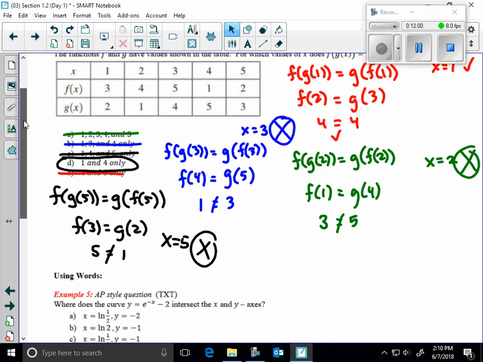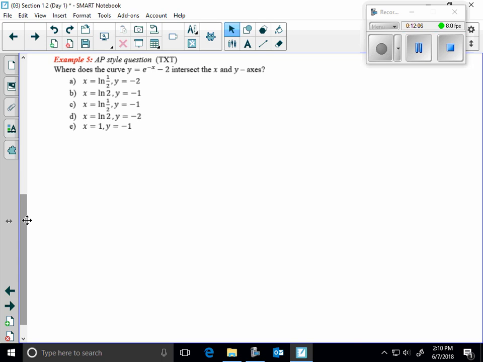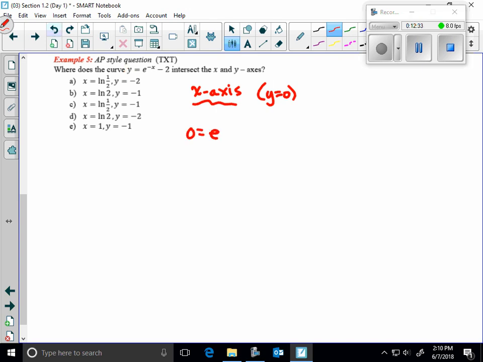All right, so we're going to move from tables to words. Classic type question, checking your understanding, right? So where does the curve y equals e to the negative x minus 2 intersect the x-axis and the y-axis? Well, let's think about that for a minute. If it intersects the x-axis, that means for sure y has to equal 0. So if y has to equal 0, then I can plug a 0 in here and solve. So 0 equals e to the negative x minus 2. Now I solve. That would mean 2 equals e to the negative x.